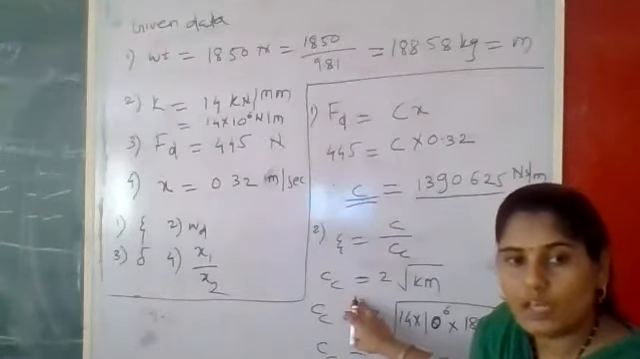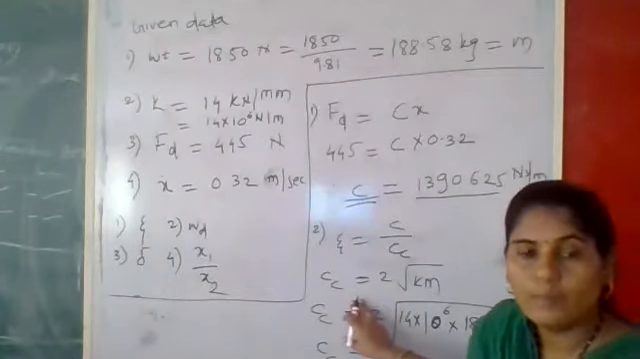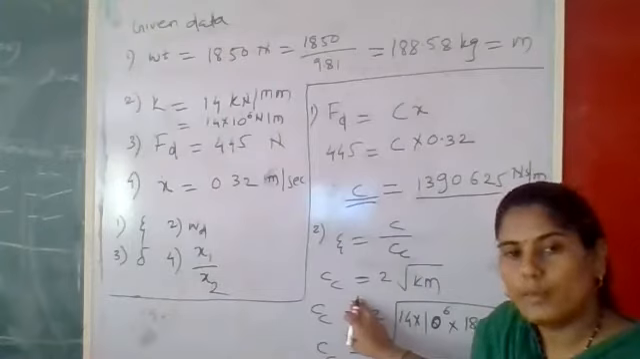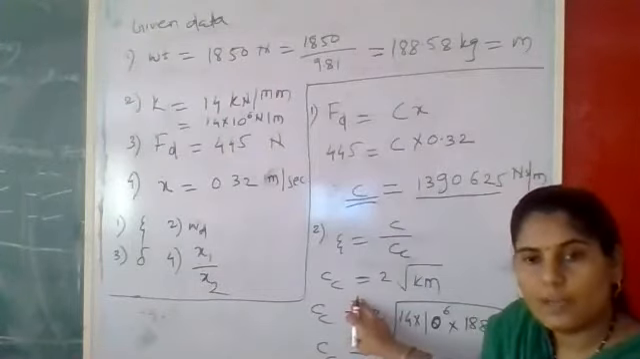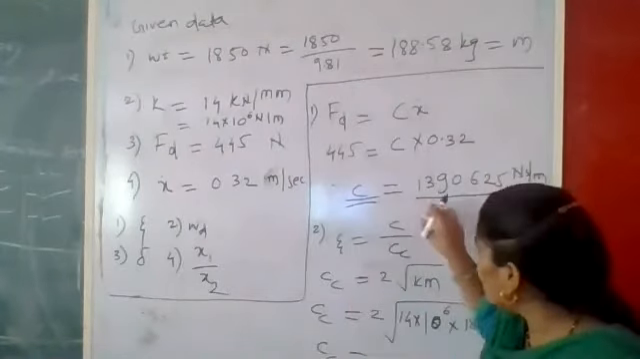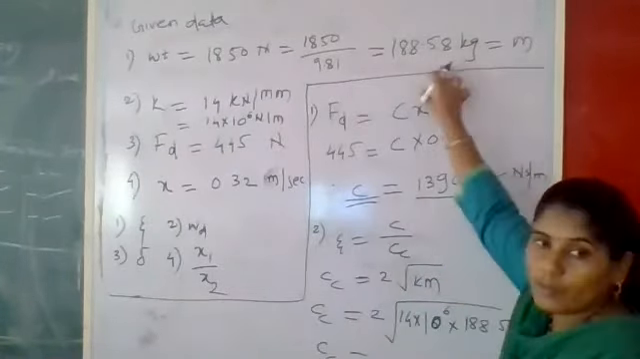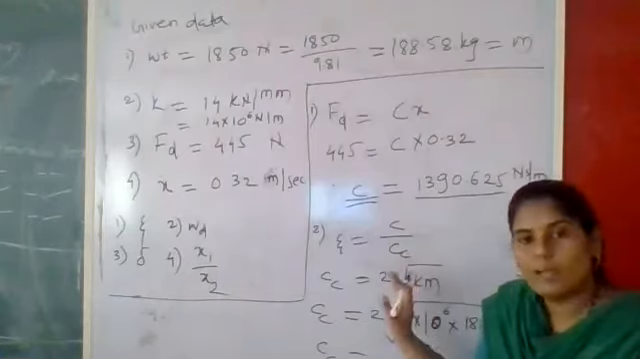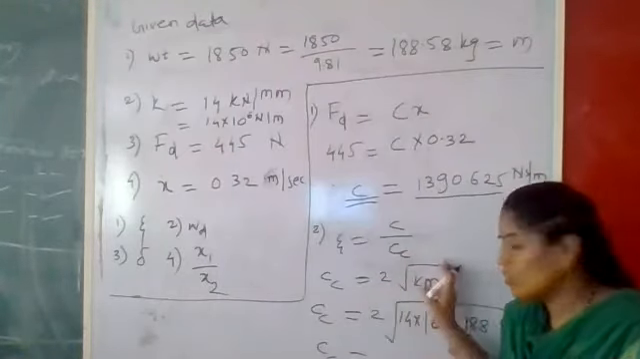Already we know the formula. We know two formulas. Which ones? Cc is equal to twice m omega n. And the other formula: Cc is equal to 2 into root of km. But now we know the value of k and the value of m, so which formula will be easier for us? Cc is equal to 2 into root of km.